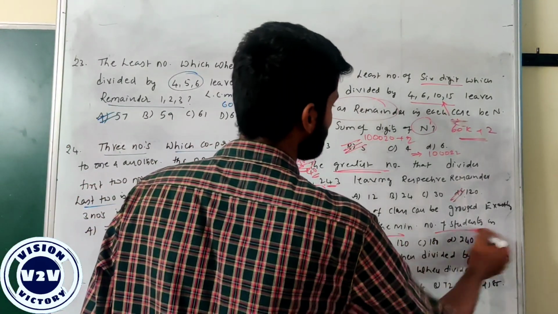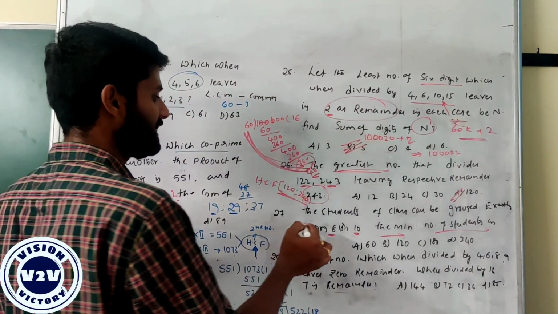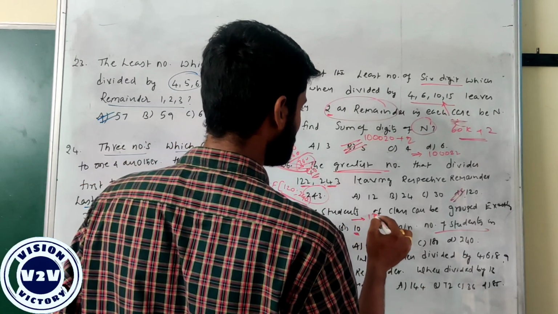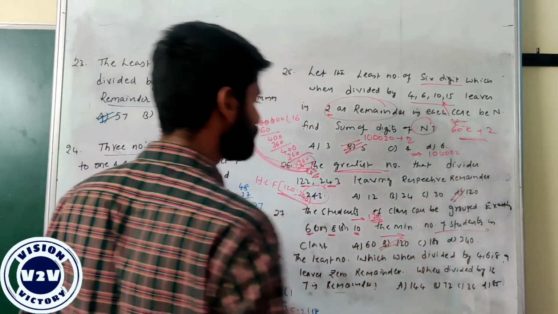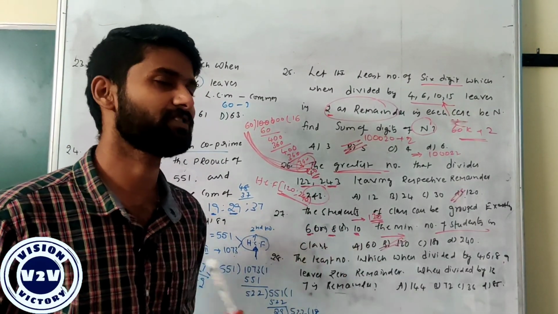Next, the students of a class can be grouped exactly in 6, 8 or 10. Find the minimum number of students in the class. So the minimum number is a concept of least common multiple. The least common multiple of 6, 8, 10 is 120. So the option is equal to 120. Why? Because 6 20s are 120, 8 15s are 120, 10 12s are 120.